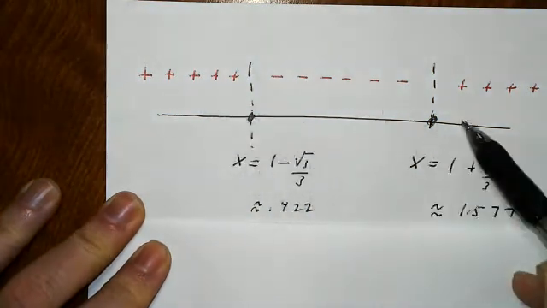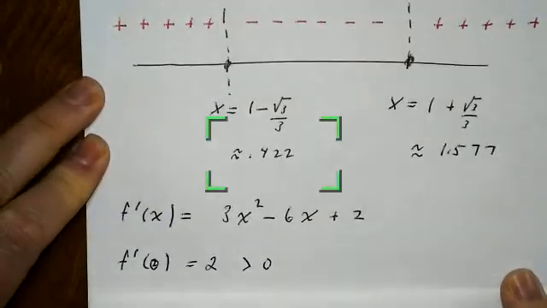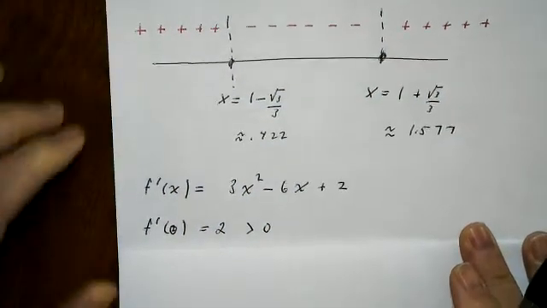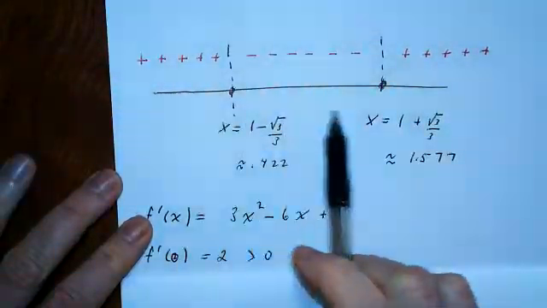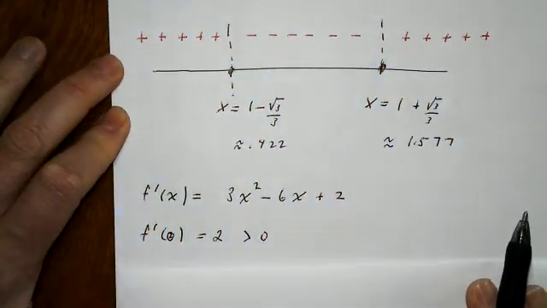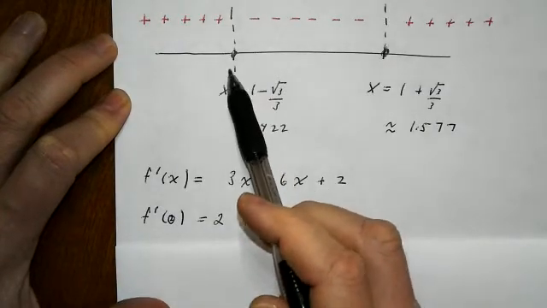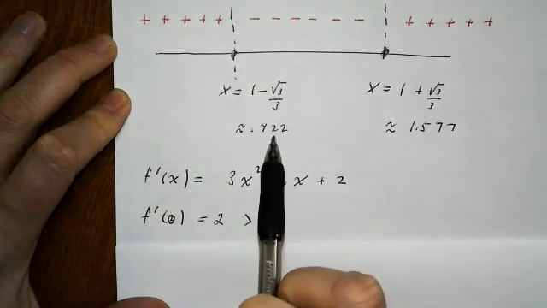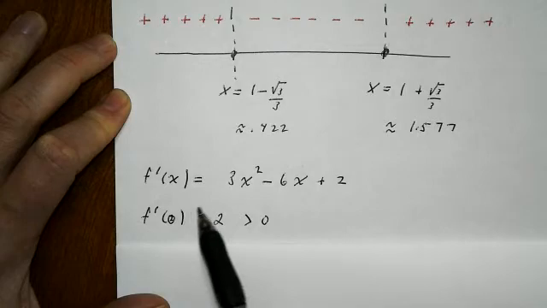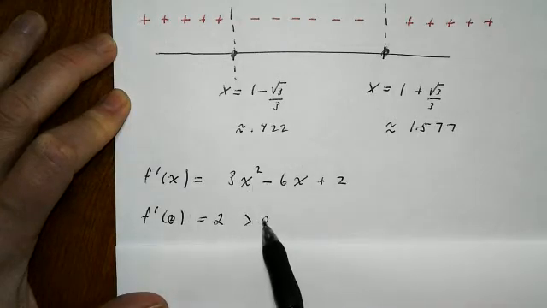Now, this type of picture is what's known as a sign chart. And here's what we're going to do. We're going to look at the derivative, and we're going to choose values within each of these zones and plug them into the derivative formula. Now, it doesn't matter what you choose. I'm going to choose values that are convenient and easy to plug in the derivative. So first, I'm going to choose a value of x somewhere to the left of 0.422. Any value would work. 0 is a very convenient value. If I plug 0 into this formula, I get 2, which is positive.